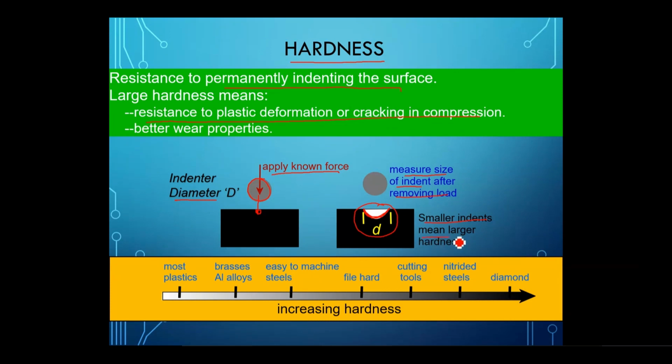Smaller the indent means larger the hardness of the material or larger the resistance of the material to indentation. Again, this hardness of the material is essentially a surface property. It is a property of the surface of the material. And how does the hardness change? For plastics, you would have low hardness. Brass, aluminum alloys, greater. Easy to machine alloys, much greater. Files, which are hard, they have high hardness. Cutting tools, much harder. Nitrided steels and diamond, they would have the highest hardness. So hardness is increasing in this direction.